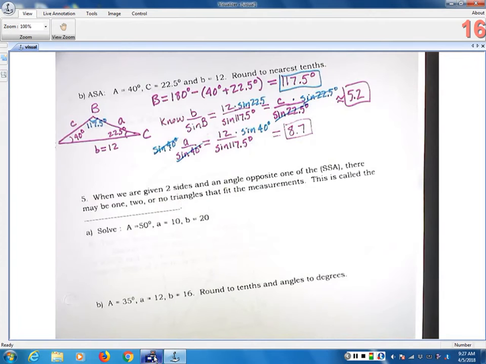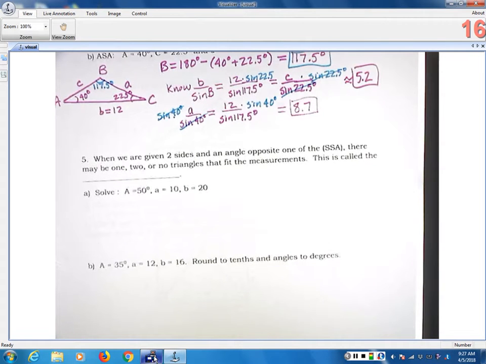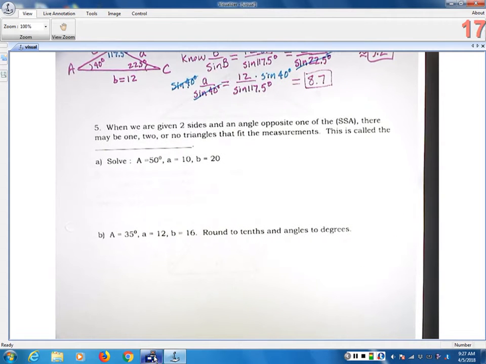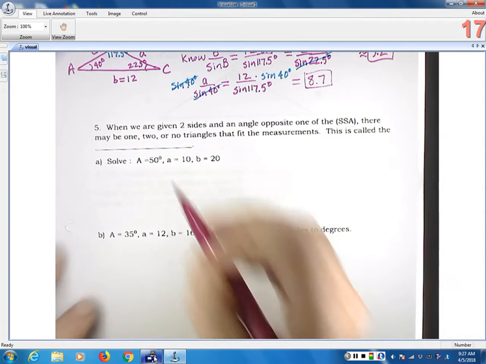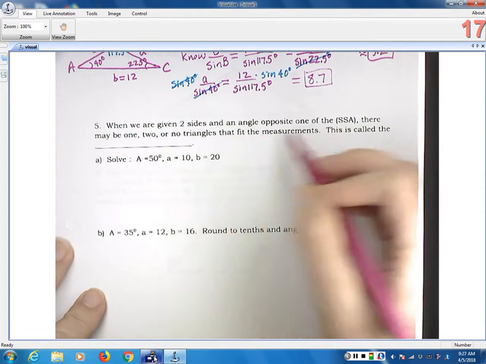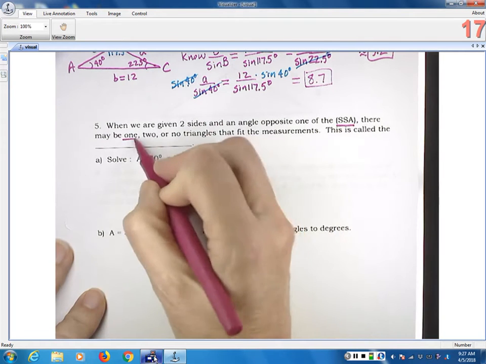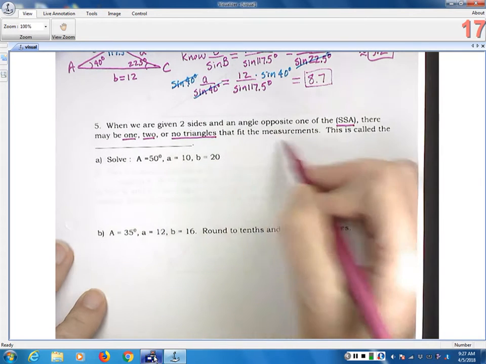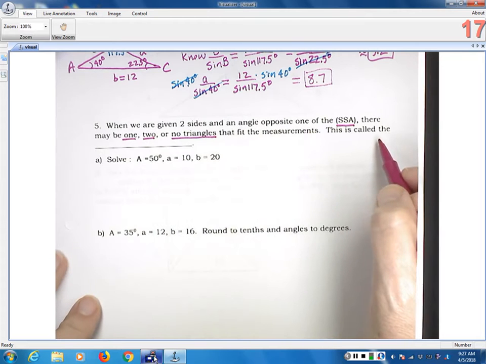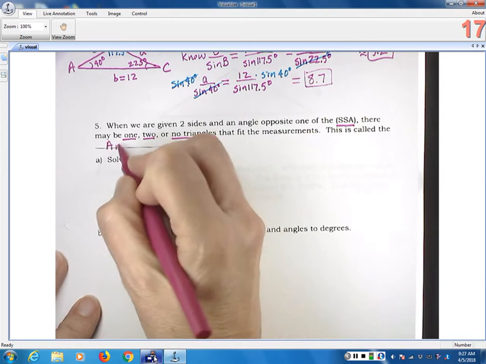Okay. All right. And then what happens, though, when we're given two sides and an angle opposite one of them? Side-side-angle. Here's what happens there. And there are good pictures in the book on this. When we're given two sides and an angle opposite one of them, there may be one, two, or no triangles that fit the measurements. This is called the ambiguous case.